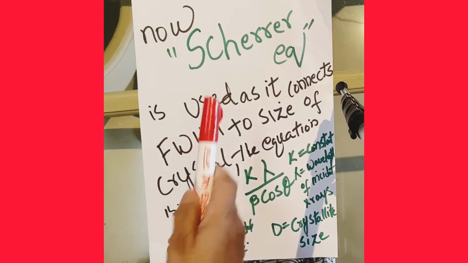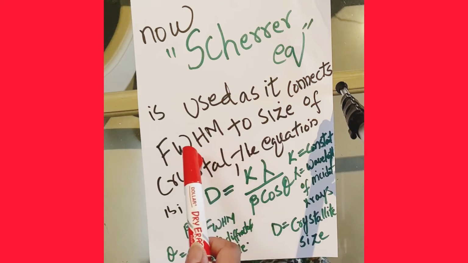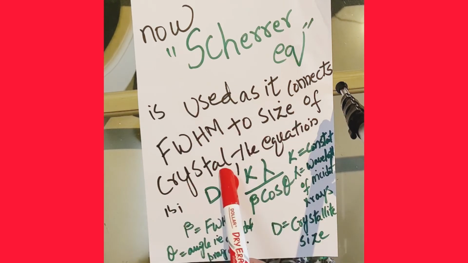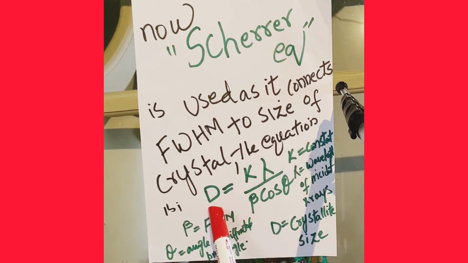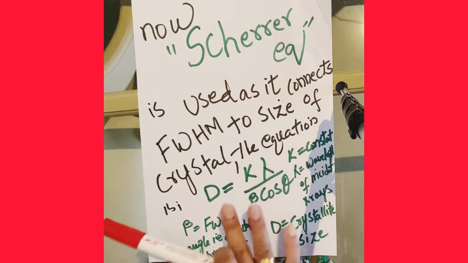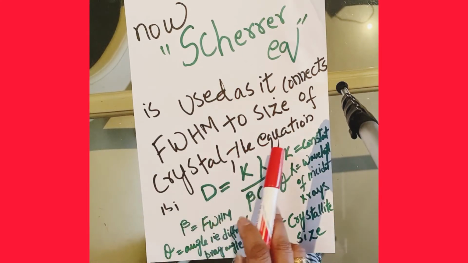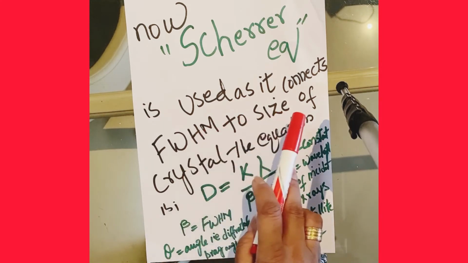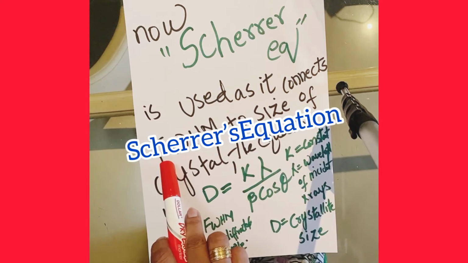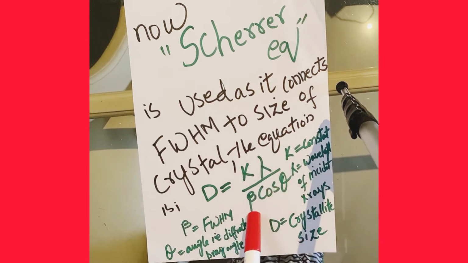Now here we have the Scherrer equation, and it is used as it connects FWHM, that is full width half maximum, to the size of the crystal. The equation is D equals K lambda divided by beta cos theta. Now what is K? K is simply a constant.